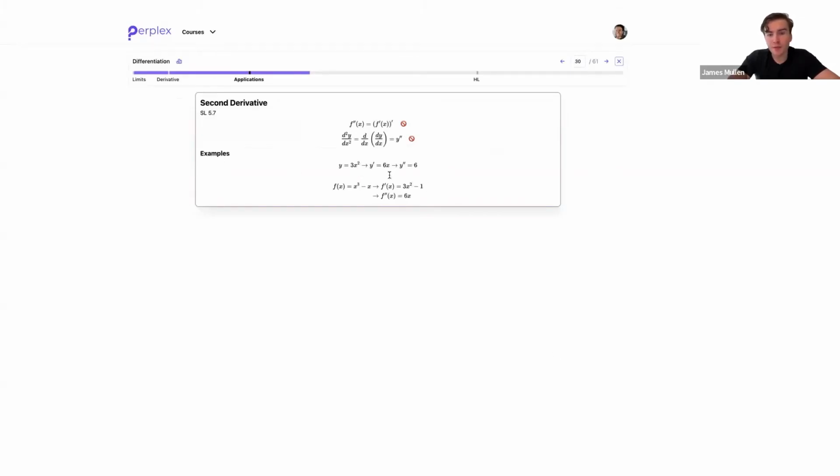Quick example: y is equal to 3x squared. That means that y prime is going to be 6x, which means that y prime prime is going to be 6. Another example, if f of x is x cubed minus x, then f prime of x is 3x squared minus 1, which means that the second derivative f prime prime of x is equal to 6x. Okay?